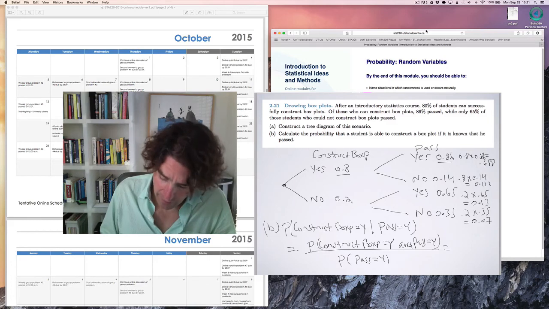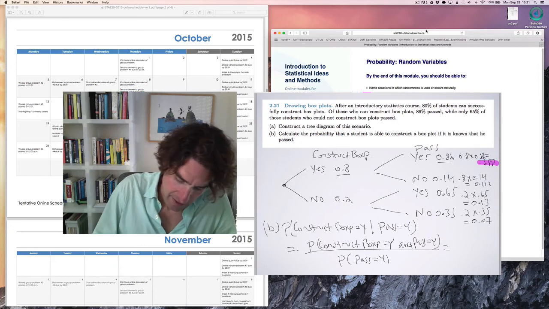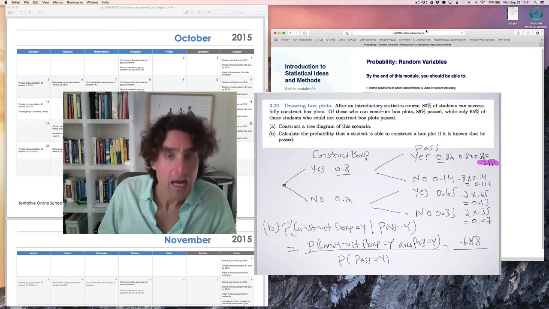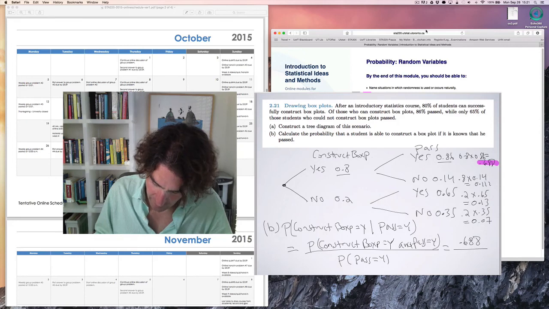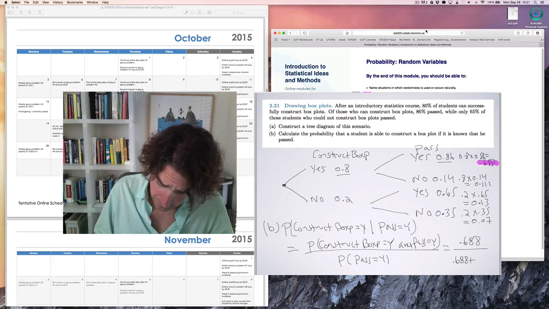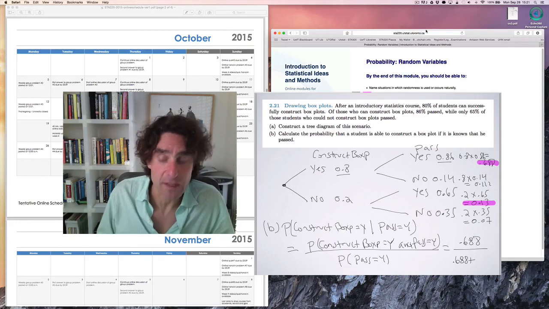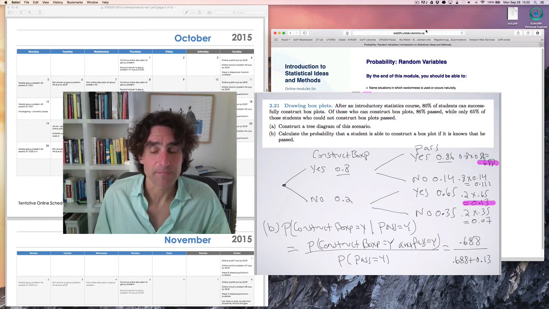So for the numerator, that's just going to be this probability over here, 0.688, divided by, you can pass the course if you can draw a box plot or if you can't draw a box plot. So that's going to be 0.688 plus this other probability, 0.13, because this is the probability that you cannot construct a box plot but you still pass the course. So that's 0.13, and that's the answer to that problem.